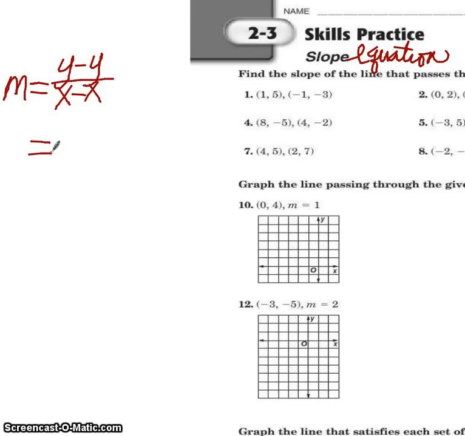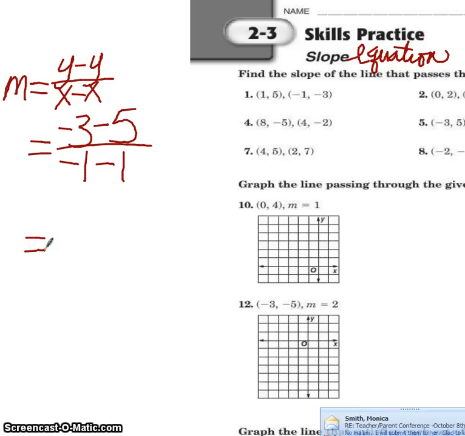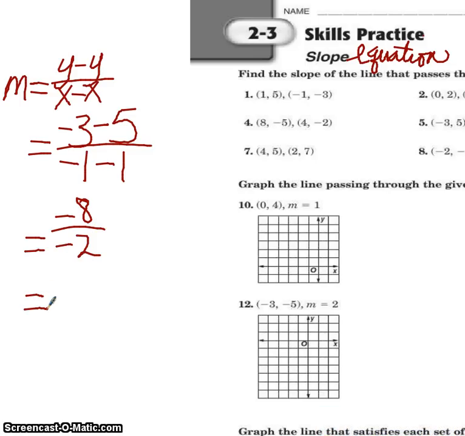So I know that I have -3 minus 5 over -1 minus 1, correct? And -3 minus 5 will give me a -8. And -1 minus 1 will give me a -2. And a negative divided by a negative is a positive. So that will give me a 4 for my slope. So I know for this one my slope is 4, correct?